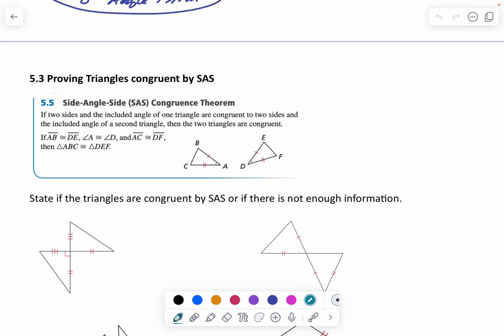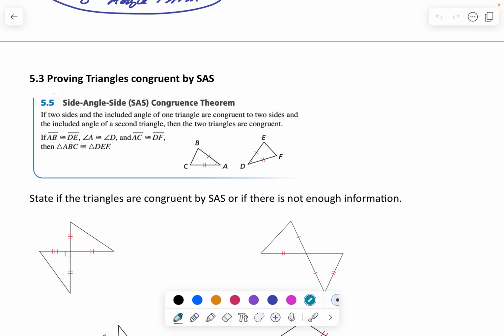In congruent triangles, all their corresponding parts are congruent. Every single corresponding angle, every single corresponding side. But the good news is, to prove triangles congruent, we don't need to show all 6 things. We don't need to show every corresponding angle is congruent, every corresponding side is congruent. But there's just certain combinations of sides and angles that allow us to prove triangles are congruent.